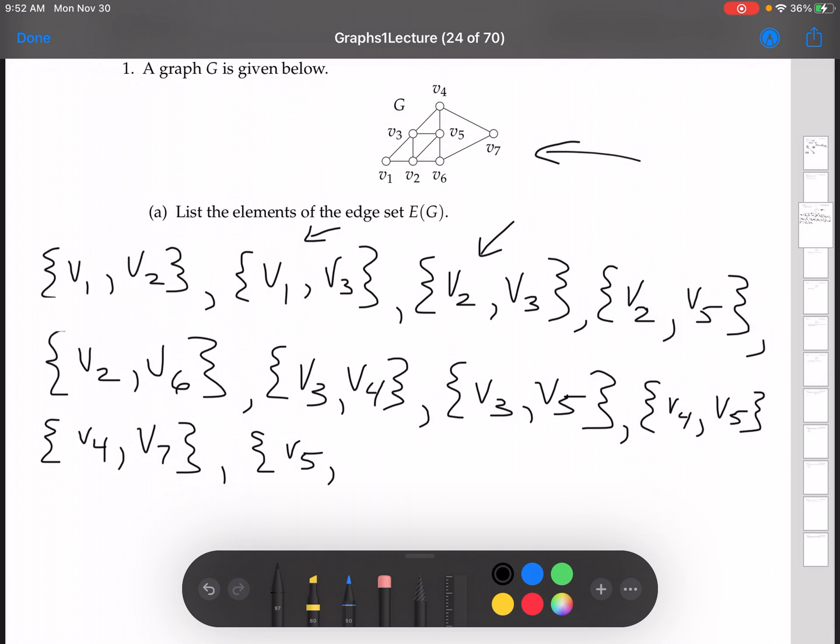V5. Let's see, we've got V5, V2, we already did that. V5, V3, we already did that. V5, V4. Got that one. V5, V4. Oh, wait. No, we did that one already, huh? Those are the same, right? So V5, V4, V5, V6.